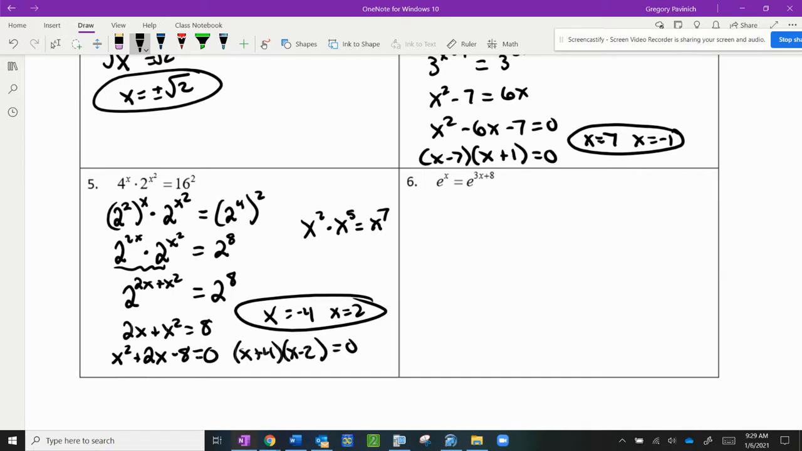And then my next section, I have the same base, which is e, which is 2.718, remember, like pi. So I don't have to do anything except set my powers equal to each other and then solve this. And I have x is equal to negative.